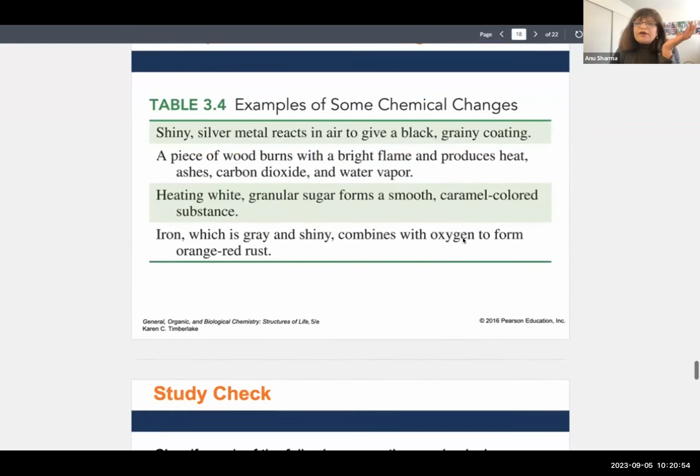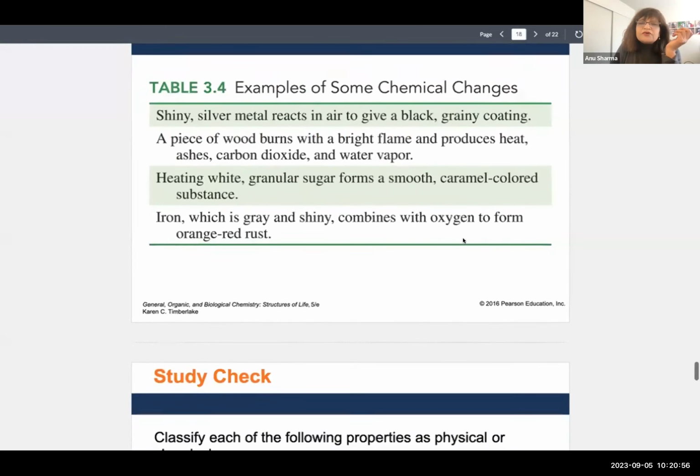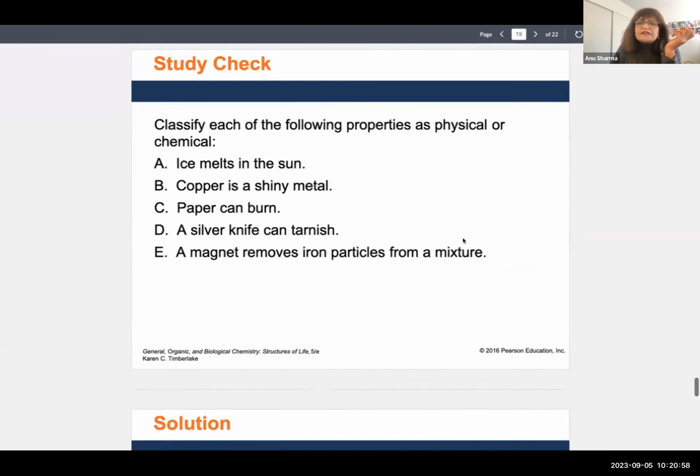Okay. Now, examples of a new substance. So let's look at it here. Classify each: ice melts in the sun. Physical or chemical? So these types of questions will be on the test. Physical or chemical? Ice melting in the sun. Melting is always a physical property.